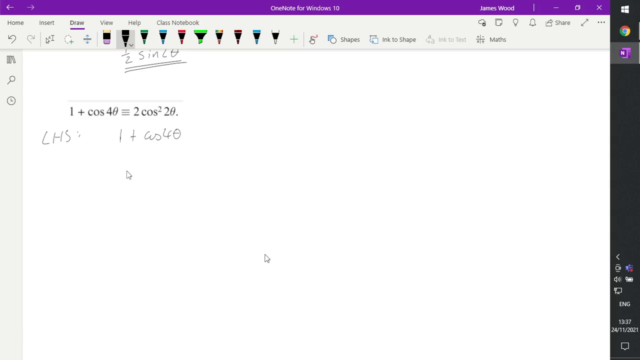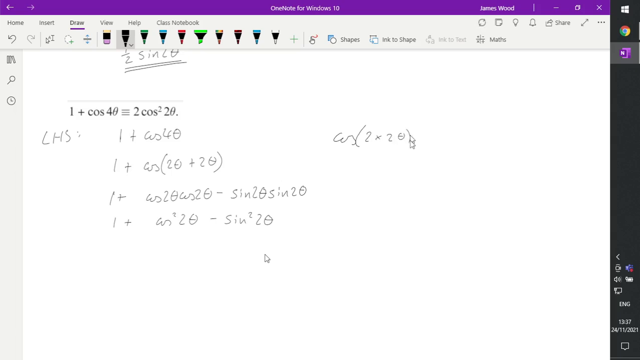Before, we've dealt with things like cos 3 theta, and we split it up as 2 theta plus theta. So here what I'm going to do is split this up as cos of 2 theta plus 2 theta. And then I can use the addition formula to split this up. So this is going to become cos 2 theta cos 2 theta minus sine 2 theta sine 2 theta, which is then 1 plus cos squared 2 theta minus sine squared 2 theta. I suppose you could have used the double angle formula instead of the addition formula. You could have written it as cos 2 times 2 theta. Could have used it that way instead.